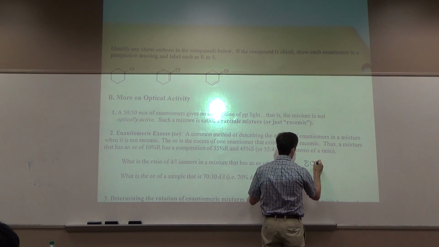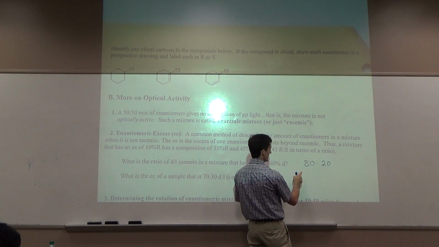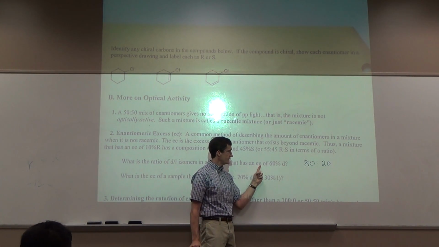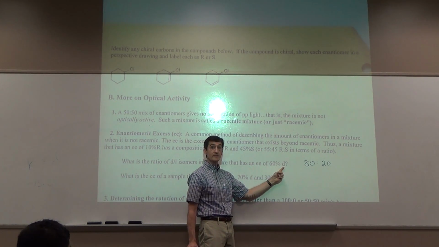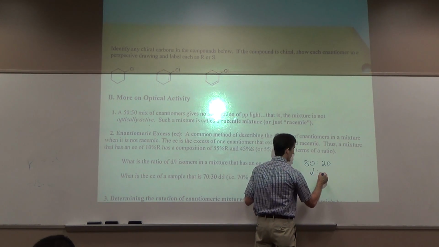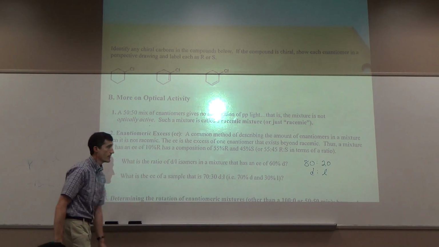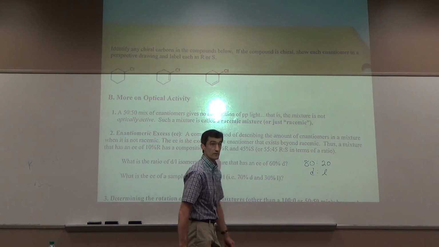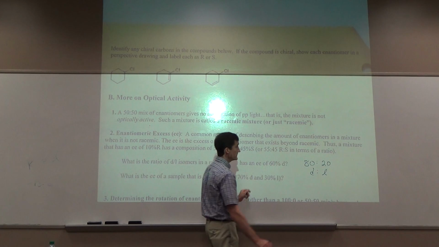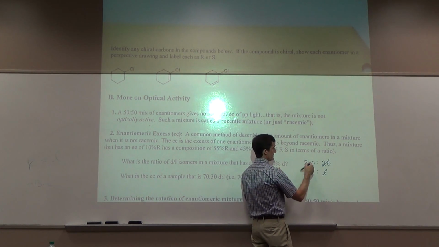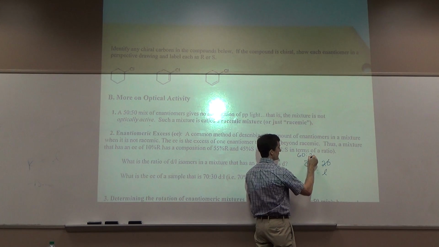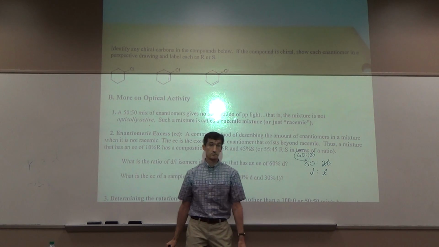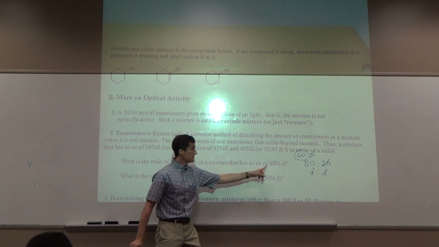Somebody says 80-20. 80-20 with which one's D? EE of 60% D. It's an enantiomeric excess of D. That means there's more D. So this is D to L. Yes, a 60% EE means you have an 80-20 ratio, because 20 of this cancels 20 of that, right? We can convert this to 60 and 20. 20 cancels 20. What are you left with? 60 of D. That's why it's called a 60% EE.